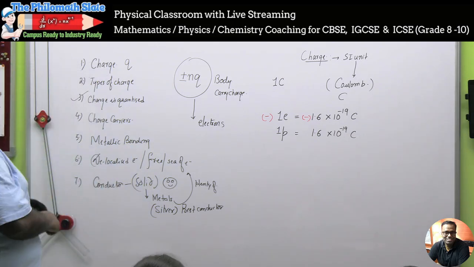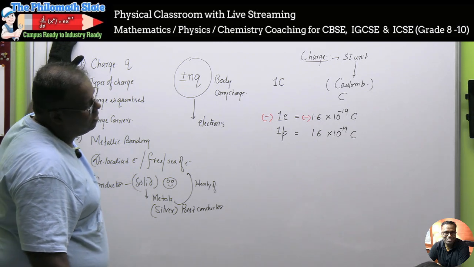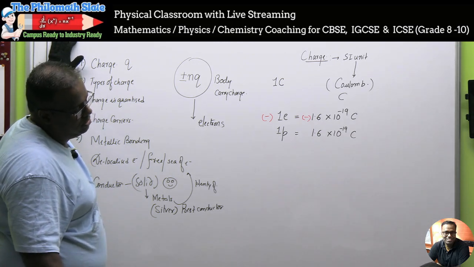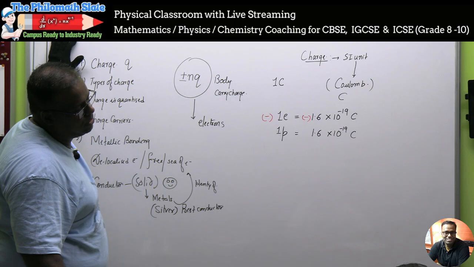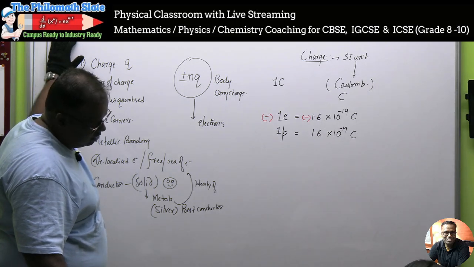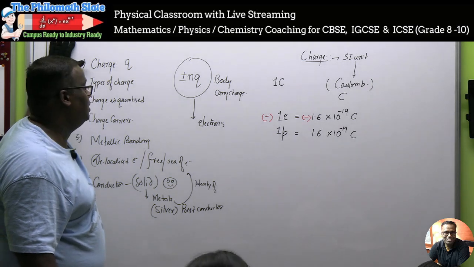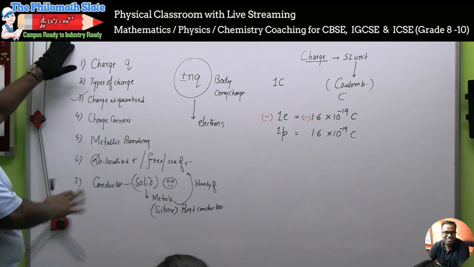Okay? 1.6 into 10 to the power minus 19. Some figures you should remember. Mass of an electron is 9.1 into 10 to the power minus 31. Mass of a proton is 1.6375 into 10 to the power minus 27. You will have to remember this much, otherwise you will get stuck. Okay, let's move ahead. Is this clear?